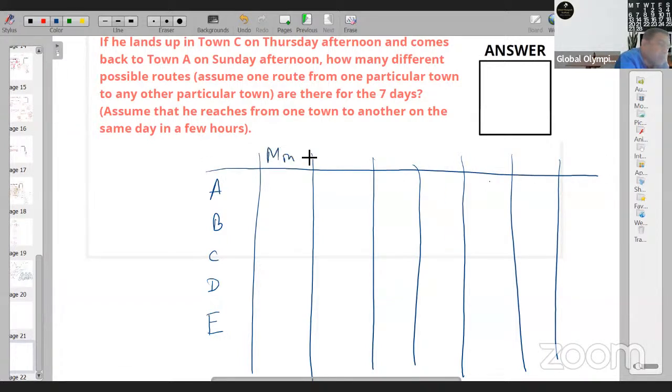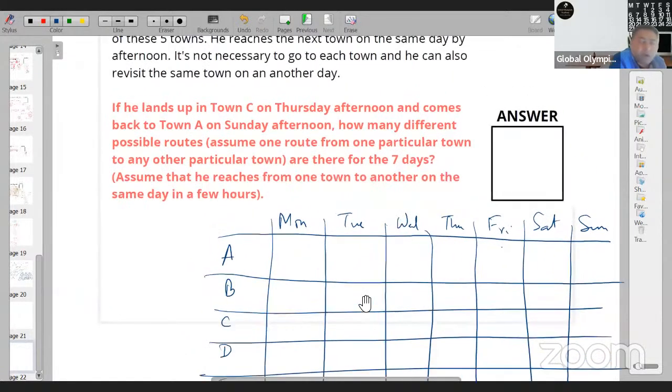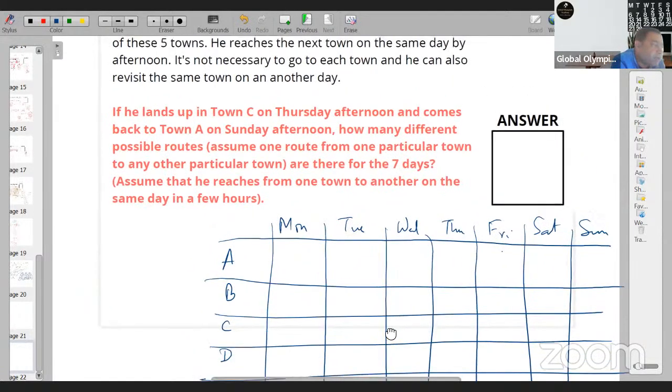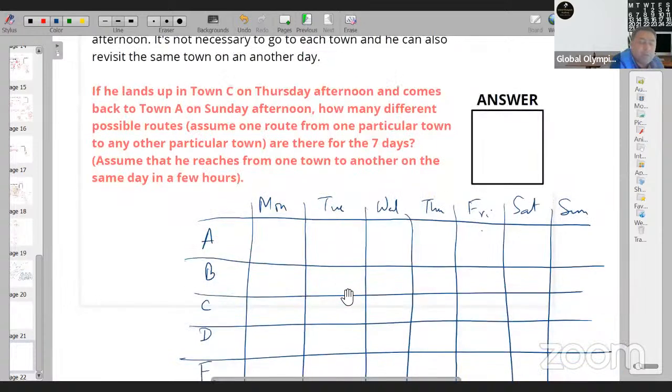Let's say this is Monday, this is Tuesday, Wednesday, Thursday, Friday, Saturday, and Sunday. This is classically called a passing the ball problem. Okay, you will understand this one. So on Monday he starts and he has to go. In this map we are going to plot in which towns he will reach in the afternoon. We would not plot where he's starting from.